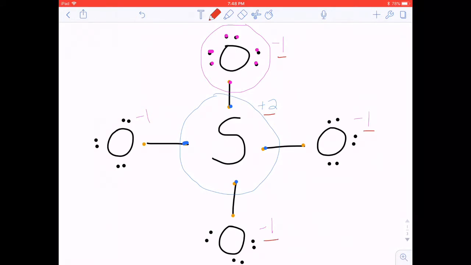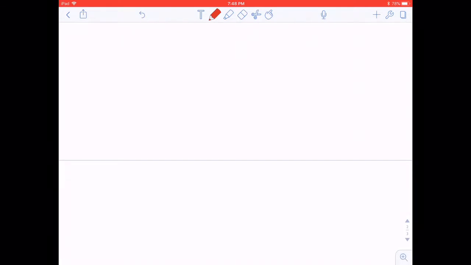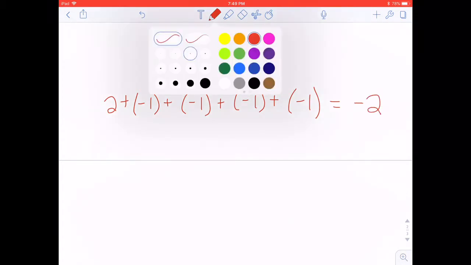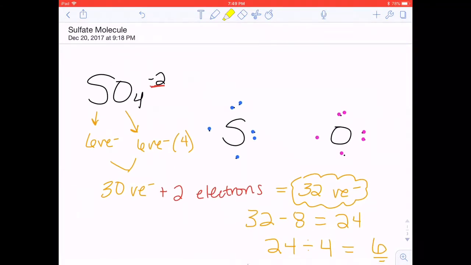So you then add up all of these numbers. So you have a +2, and then you have to add on 4 -1s. And then that should add up to a -2. So this -2 here is the same as this -2 up here. So that's where the ion is. That's how it's an ion.